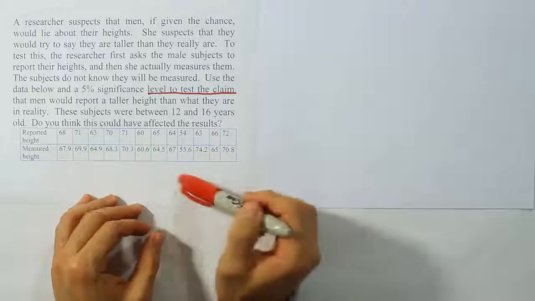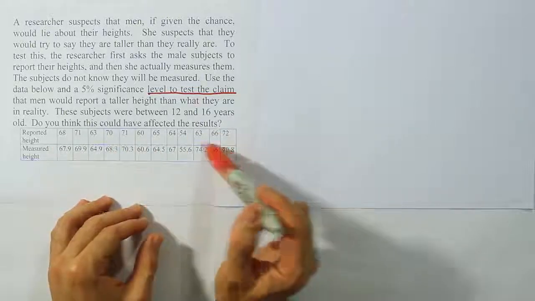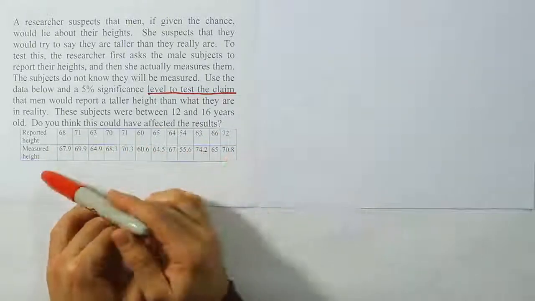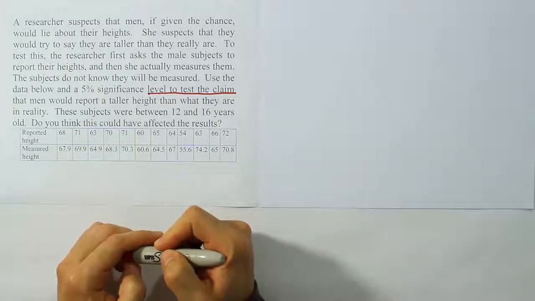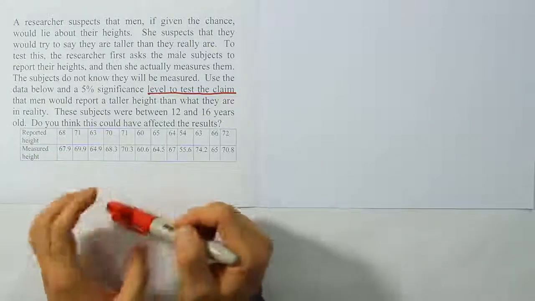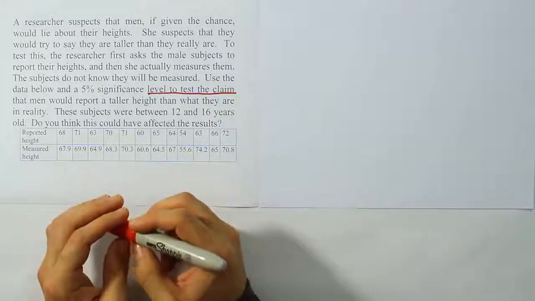So we're going to work it out by basically subtracting these values and getting a row of differences. And when we're done getting that row of differences, we're going to calculate the standard deviation for that row of differences. And then from there, we'll use that information to go on and finish the hypothesis test.